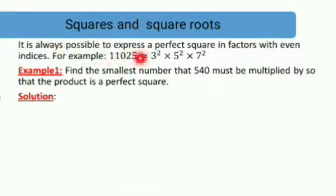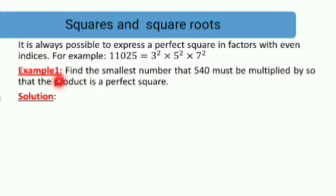So it is always possible to express a perfect square in factors with even indices. For example, in this first example, if you look at it, the power of 3 is 2, the power of 5 is 2, the power of 7 is also 2. So what we are saying here is not that all the powers must be 2, but that they must be even. Notice this one must be what? Even. So 2 is even, 2 is even, 2 is even. And 2 is not the only even number that we have. Is that okay? We have other even numbers like 4, 6, 8. It is possible to have something like that.